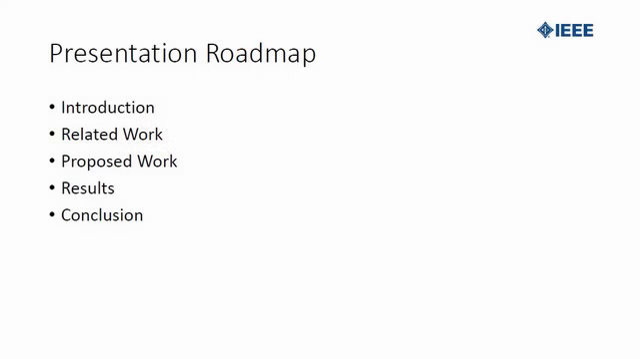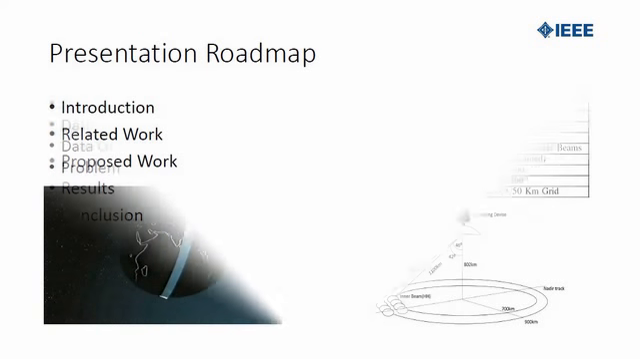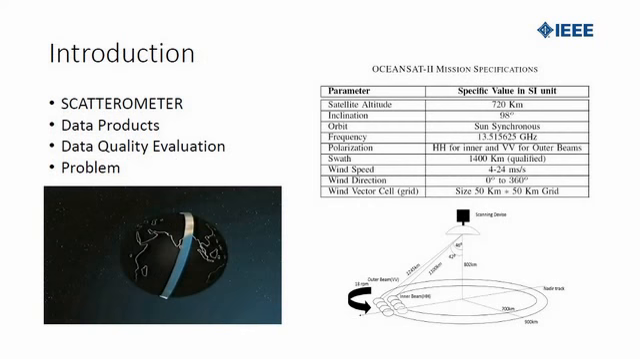Here is a presentation roadmap. We'll go through the introduction, then related work, then proposed work, then results, and we will conclude. In the introduction, there is a scatterometer, data products, data quality evaluation, and the problem.